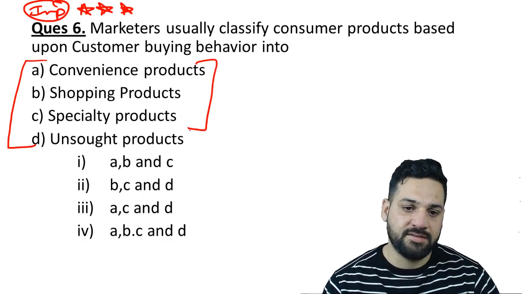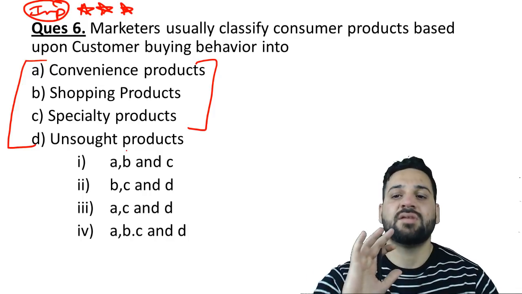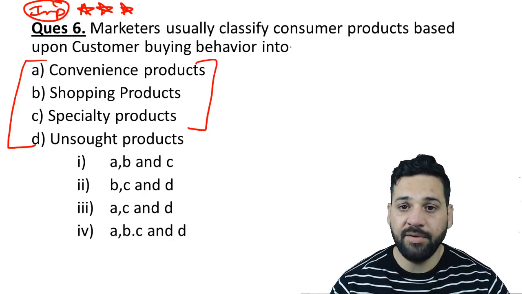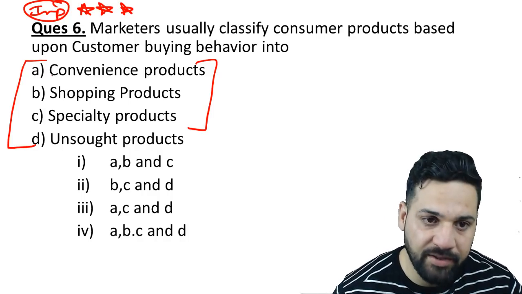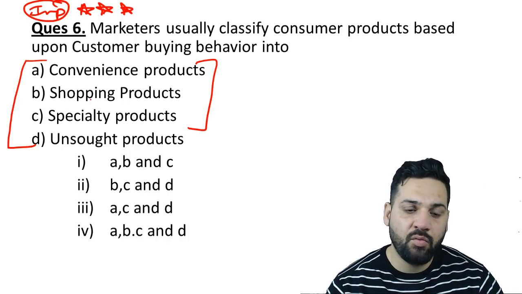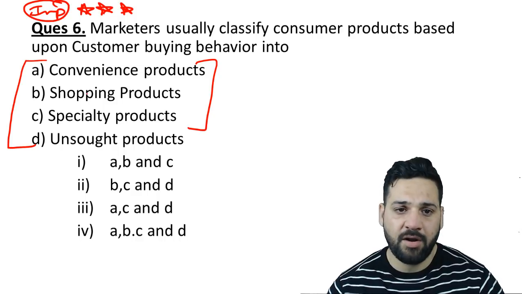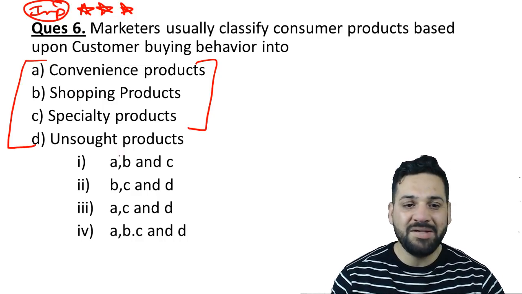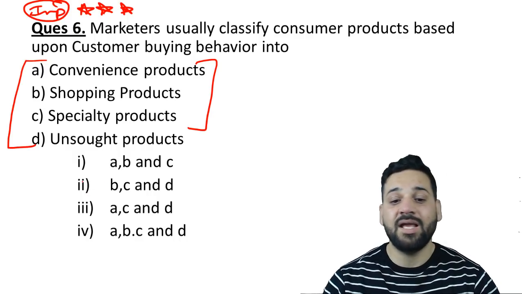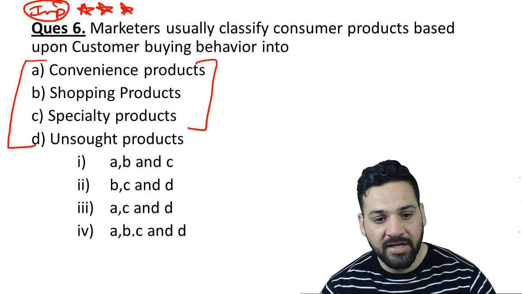Give me the correct answer. Is it the various types of products based upon what? Based upon consumer buying behavior, right? So, what are the various types of products according to consumer buying behavior? Is it A, B, C? Is it B, C, D? Is it A, C, D? Or is it A, B, C and D? So, give me the correct answer.